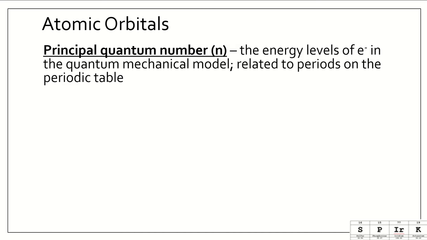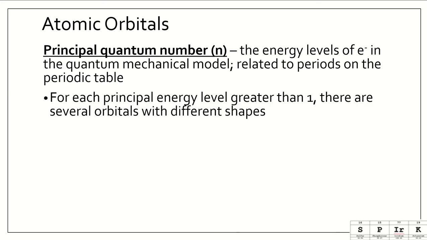So we have these things called principal quantum numbers, and they're represented by the lowercase n. And these are the energy levels of electrons in the quantum mechanical model. And they are related to the periods on the periodic table. And remember that periods are the horizontal rows on the periodic table.